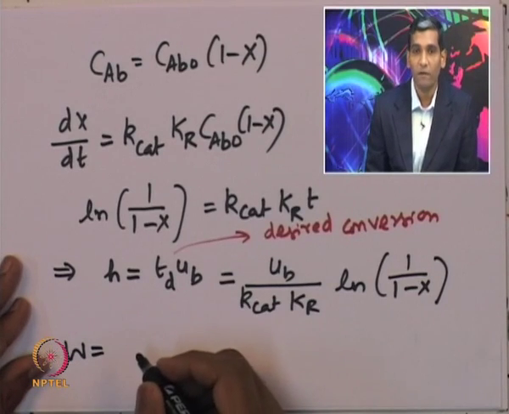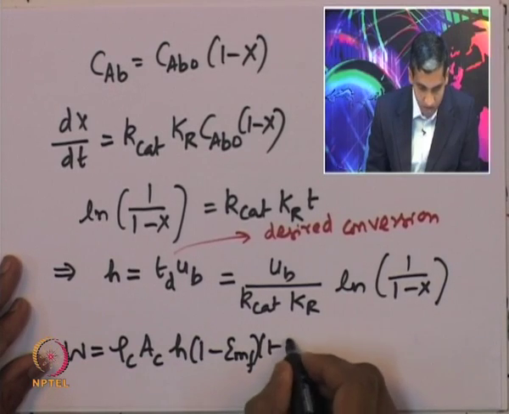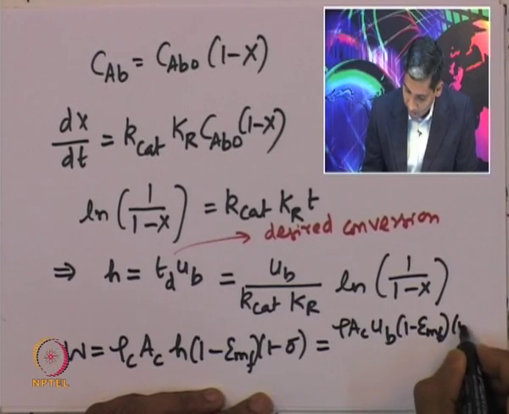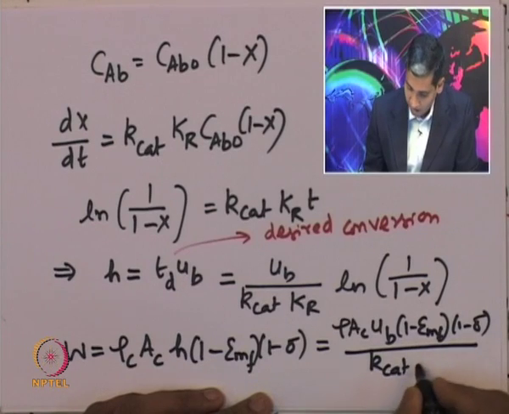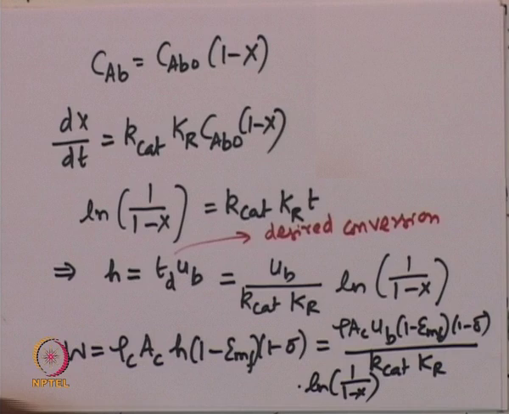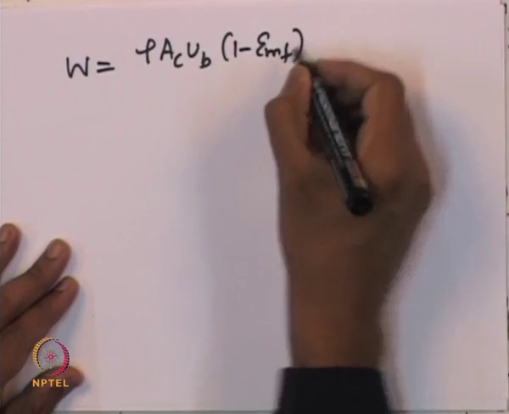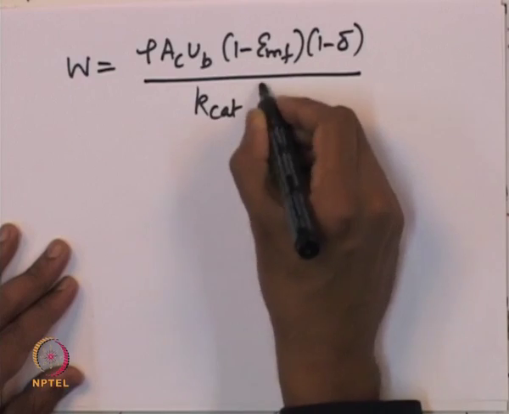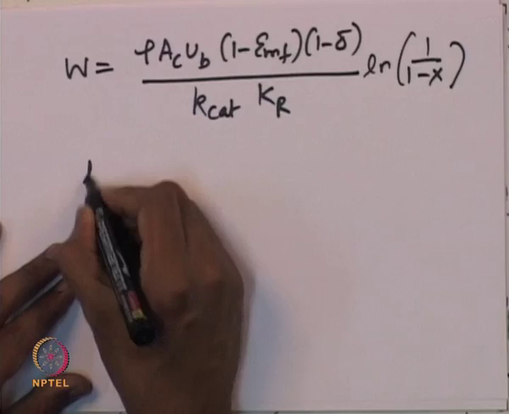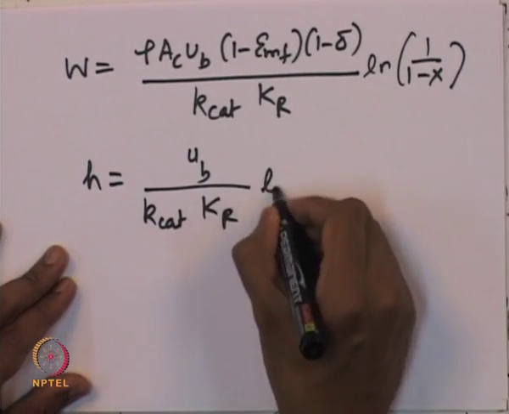And from here we can find out what is the weight of the catalyst. That's given by ρ_c A_c H into 1 minus ε_mf into 1 minus δ. So that's given by ρ_c A_c u_b into 1 minus ε_mf into 1 minus δ divided by k_cat into K_R into ln of 1 by 1 minus X. So that's the expression for the weight of the catalyst. Let us quickly rewrite it: ρ_c A_c u_b into 1 minus ε_mf into 1 minus δ divided by k_cat into K_R, which reflects the overall resistance, into ln of 1 by 1 minus X. And the height required for the bed, which is an important design parameter, is basically u_b divided by k_cat into K_R into ln of 1 by 1 minus X.